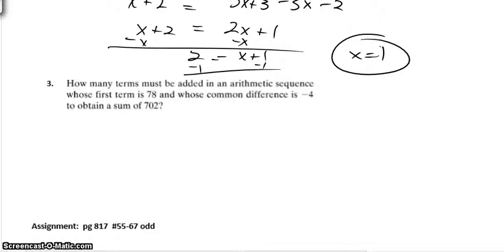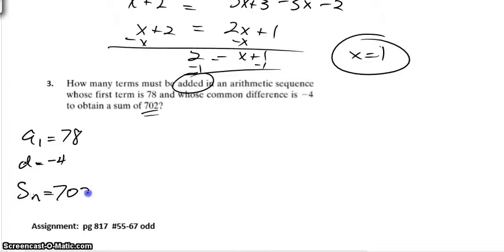All right. Last one. Love it. Love this one. This is fantastic. Listen, as you're working through this, how many terms must be added in an arithmetic sequence? Now, when they're saying added, they're really saying you're using your series, so we're going to use our S sub n formula somewhere. First term is 78. Common difference is negative 4. And you want to add up to a sum of 702. Wow. So I've got a sub 1 is 78. D is negative 4. And I know I'm supposed to add up to 702.